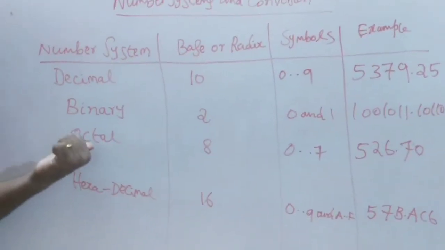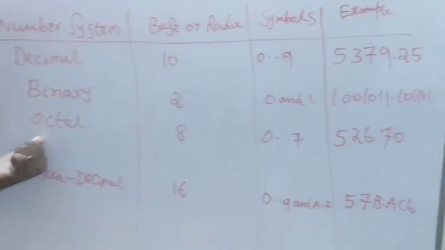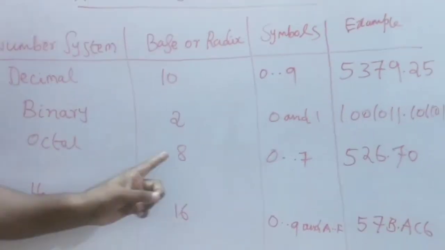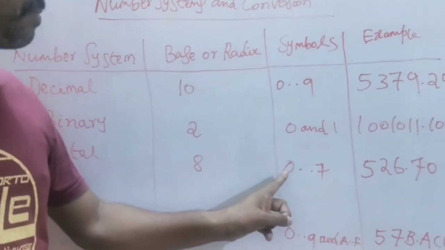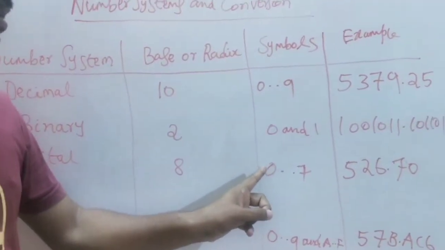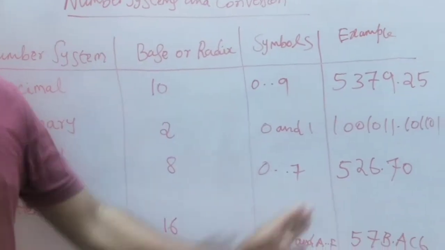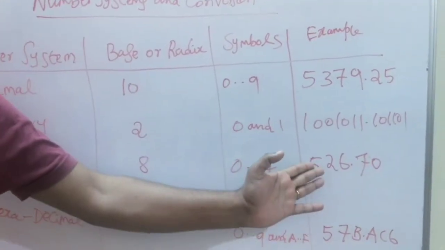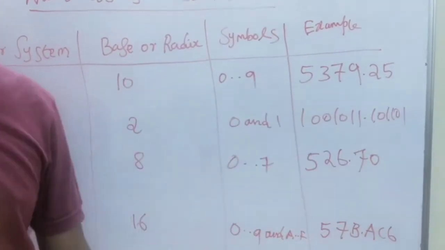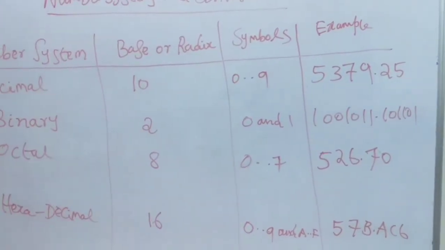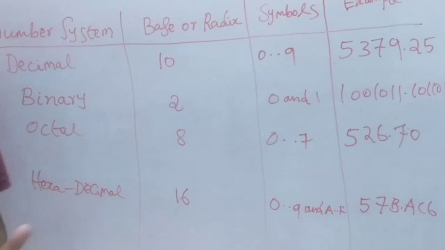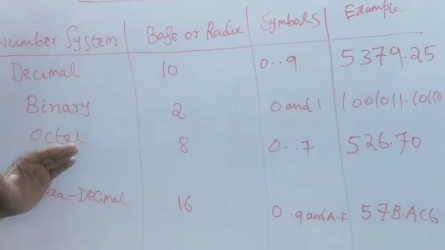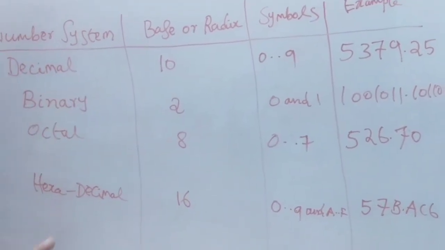The other number system is called the octal number system. It uses radix or base 8. So the 8 distinct symbols of the octal number system range from 0 to 7. You can see an example that I have written here, 526.70.